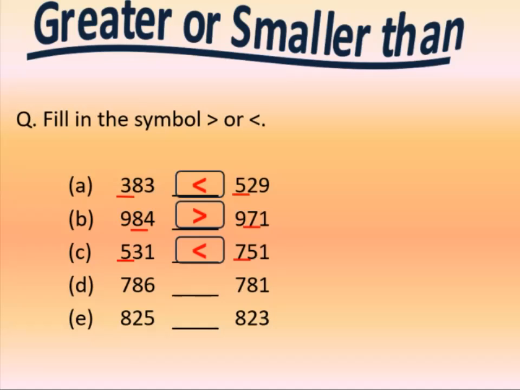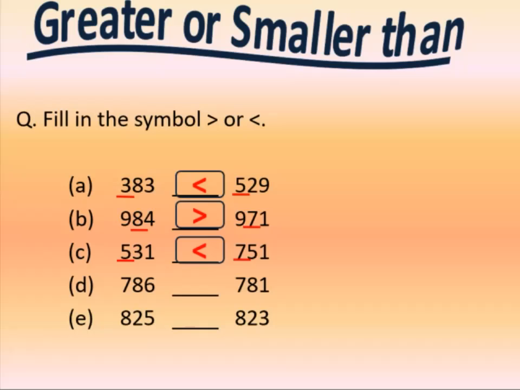In part D, we have 786 and the other number is 781. So again, we will see the 100 place values. On 100 place, we have the same number, 7. Then we will move towards the 10 place values. On 10 place, we have again the same number, 8. So what do we do? We will move towards the 1 place.